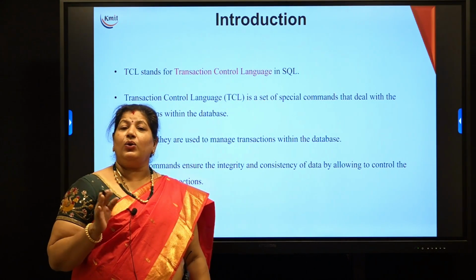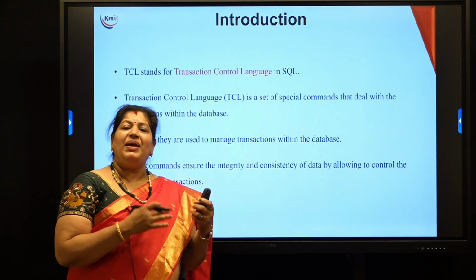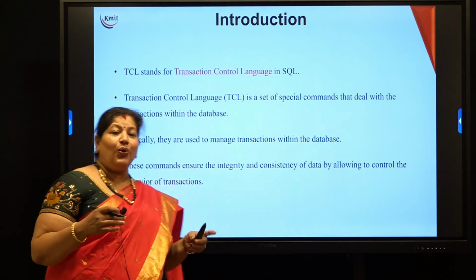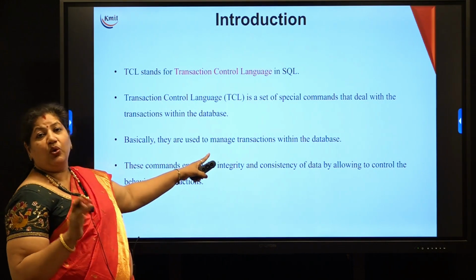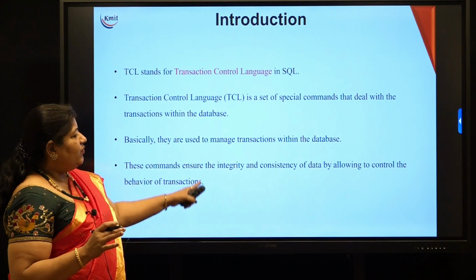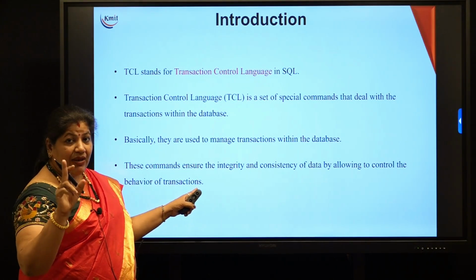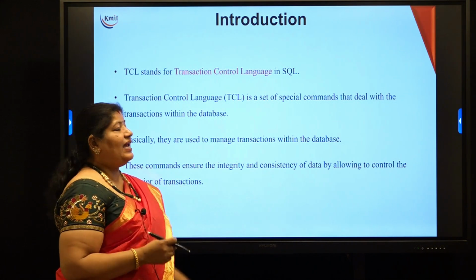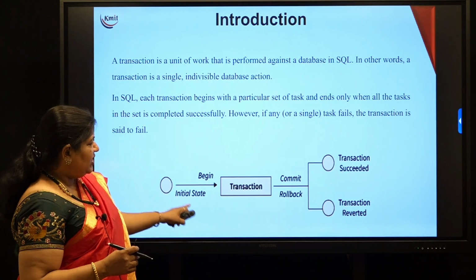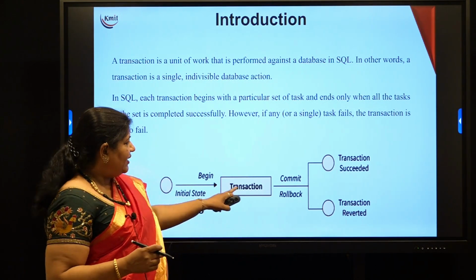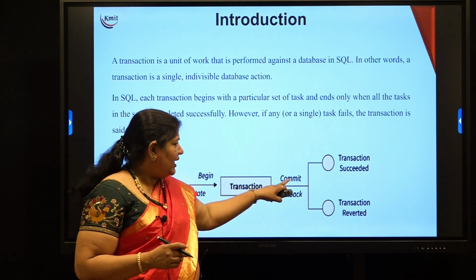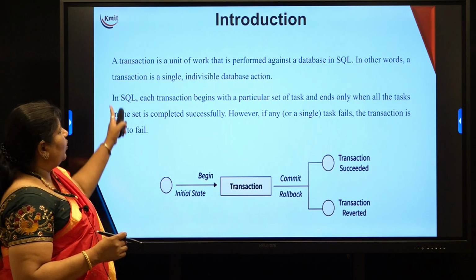But in order to complete a transaction, I may either go with commit or otherwise abort. So controlling your transaction is through those special commands, which we use for managing transactions within the database, and they will ensure data integrity and consistency. Whenever the initial state is you are beginning the transaction, based on success or failure, it may either commit or roll back.